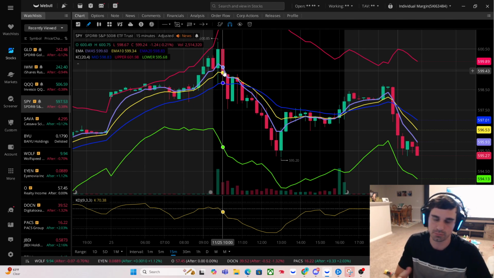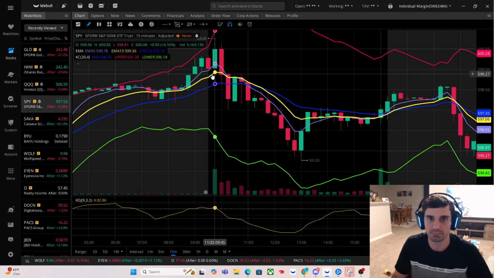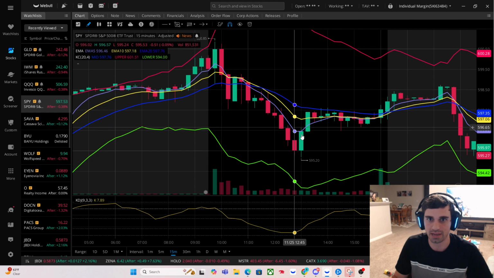So try to take the trades before 12, and you can see how you would make bank on SPY with this massive drop here from this EMA 10 downwards.